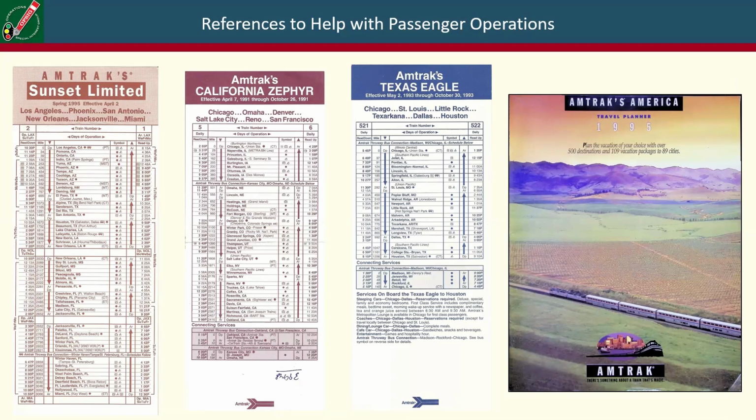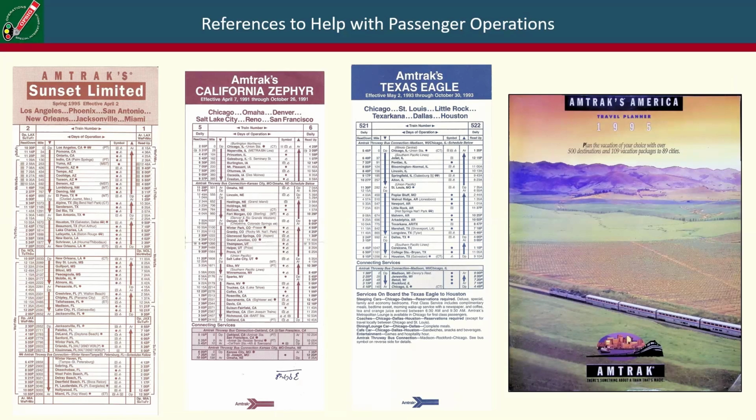This is just some more modern Amtrak timetables. In Amtrak, you used to be able to pick up paper ones in the actual stations. Now they're PDFs from their website. These are just some from the 90s. So the Sunset Limited, then the California Zephyr, and then the Texas Eagle.